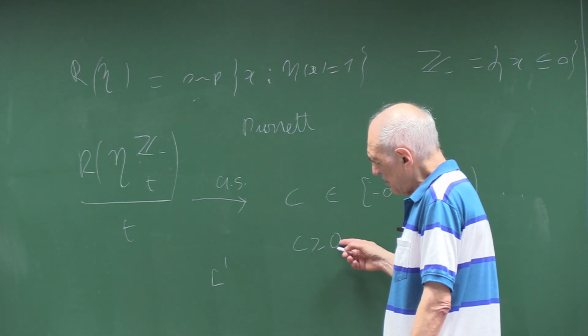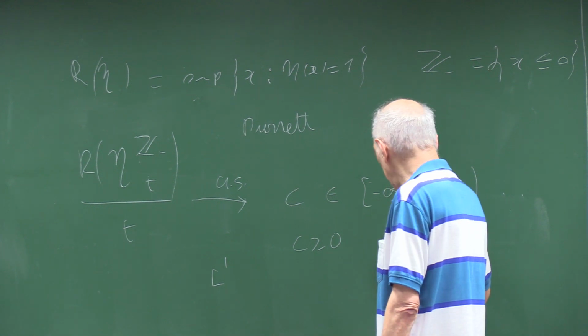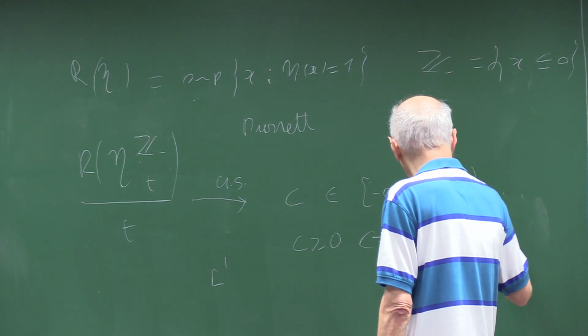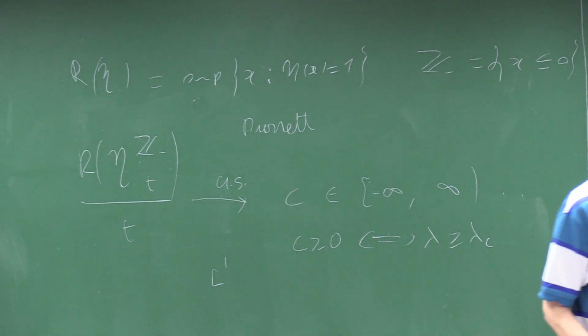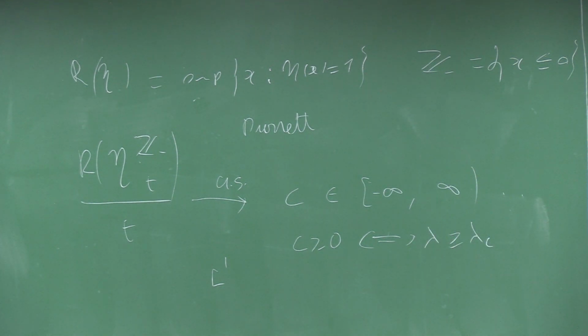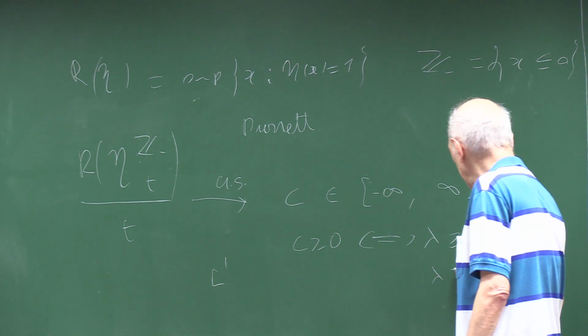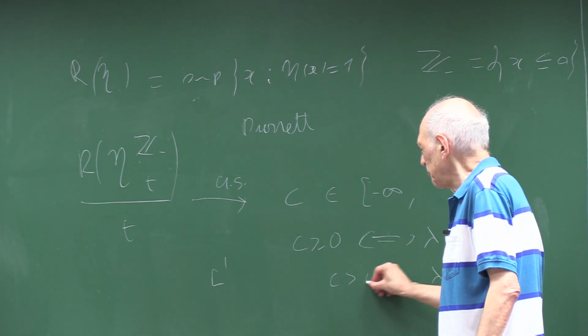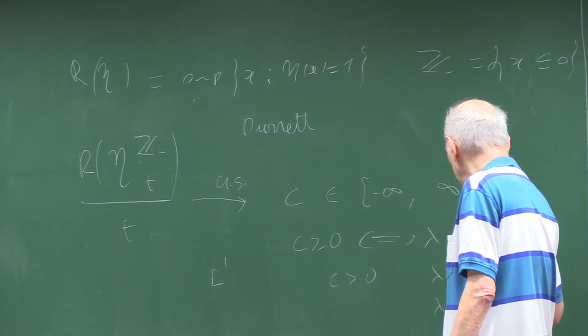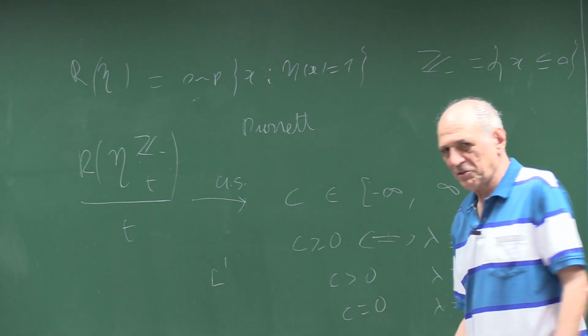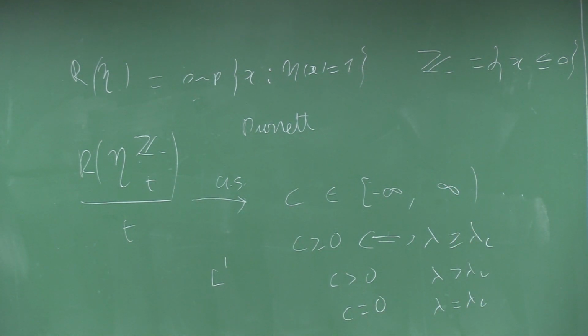And this happens if and only if lambda is greater than the critical value of the contact process. That is, if you're below the critical value, then the infection will disappear rather fast to the left, at asymptotic speed minus infinity. If you are above the critical value, then this asymptotic speed is strictly positive, and at the critical value, the asymptotic speed is 0.